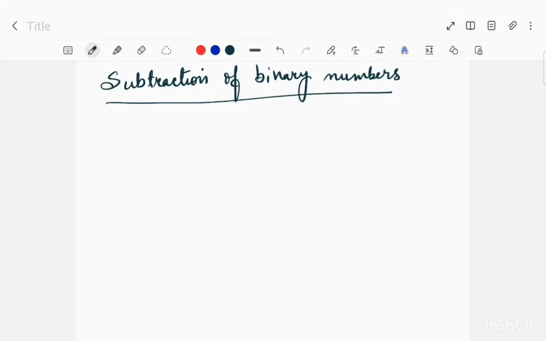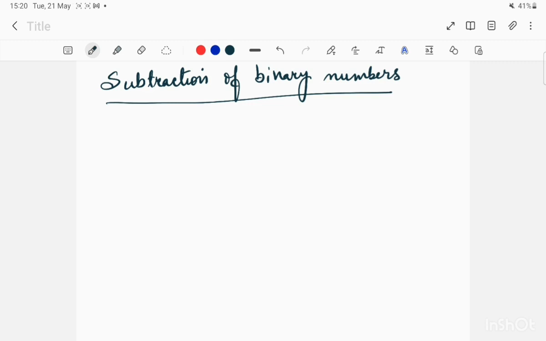Students, in this video we will be studying subtraction of binary numbers. This is one of the parts of the arithmetic operations of binary numbers. Whenever we do binary subtraction, similar to binary addition, subtracting two binary numbers will give us a binary number itself. So if you subtract two binary numbers, you are not going to get any decimal number. It must be a binary number. So it is a very straightforward method, but with a little trick that we need to apply.